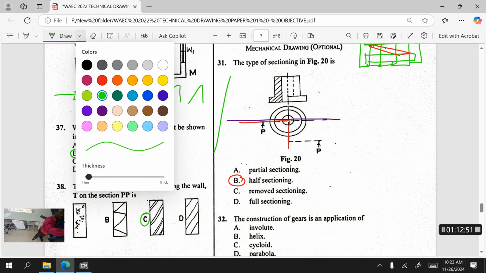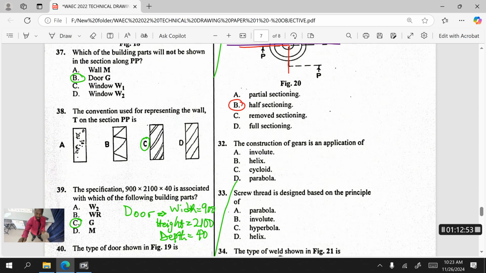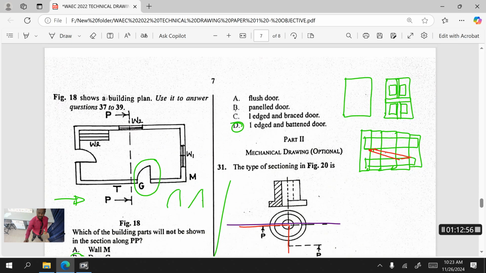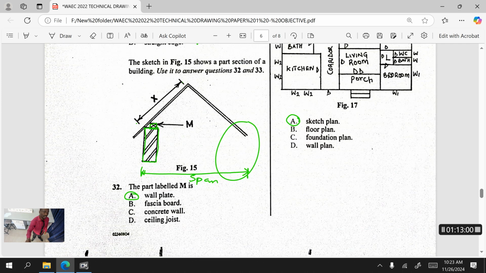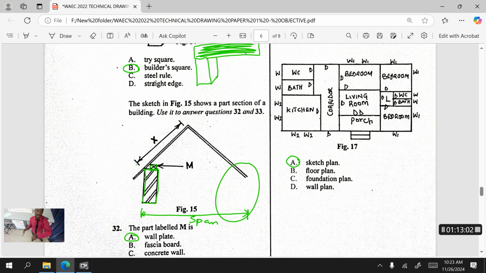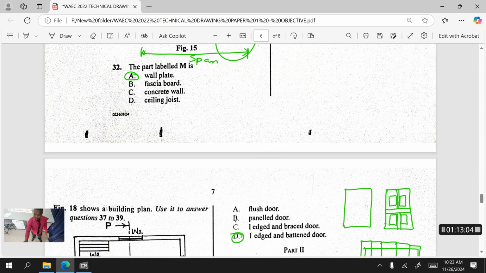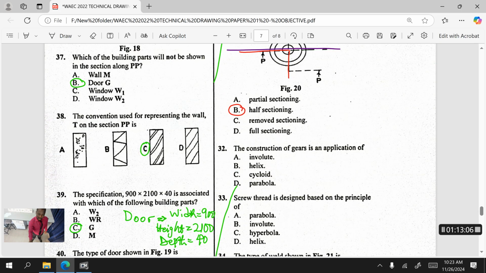Then we'll go on to 22. So let's look at 31 in building. Is it the same thing as B? Can you see? Builders square. Good. So it is B.